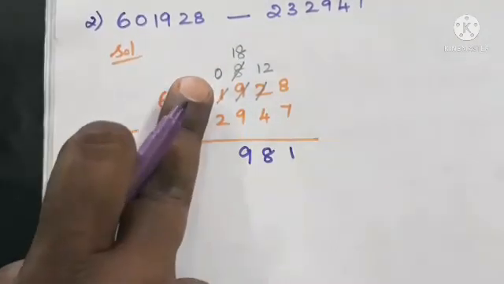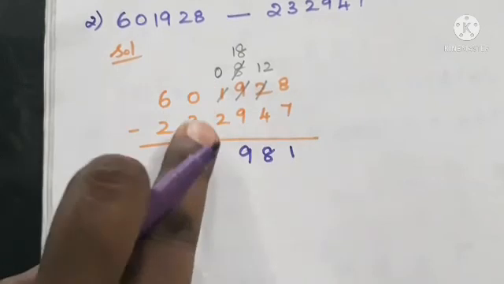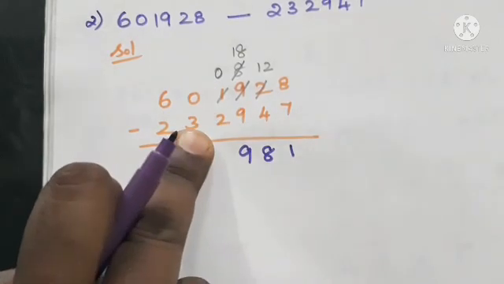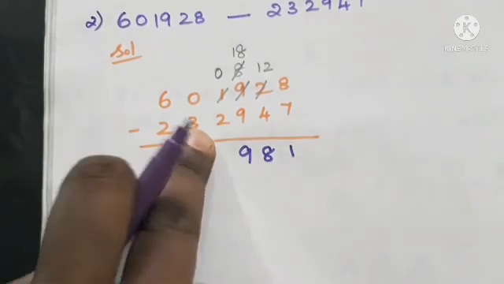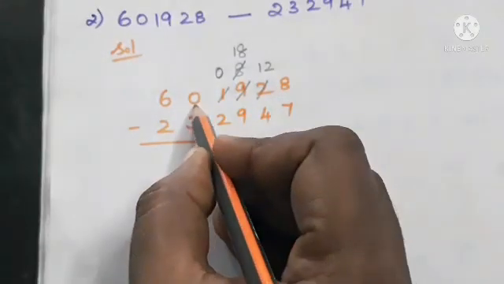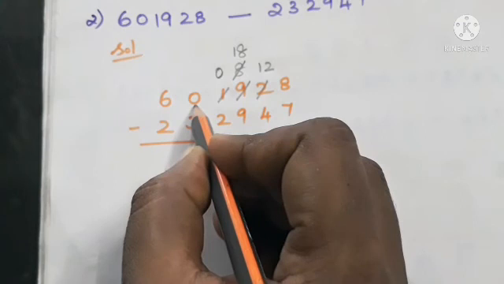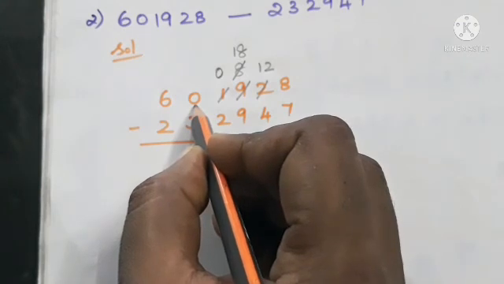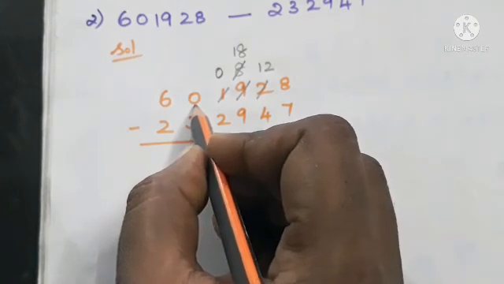Next 0 minus 2. Is it possible to subtract 0 minus 2? No. So what do we have to do? We have to borrow a number from the next value. So look here. Here also we have 0. So not possible, isn't it? It's not possible to take a number from 0. So we have to move on to the next value.